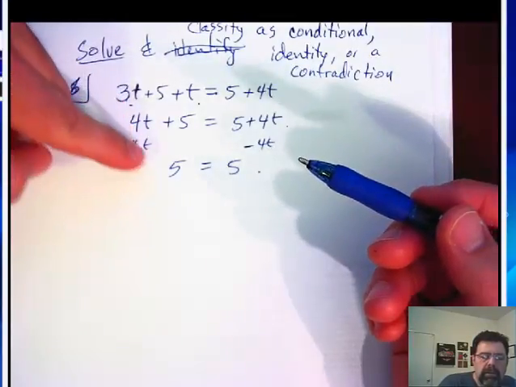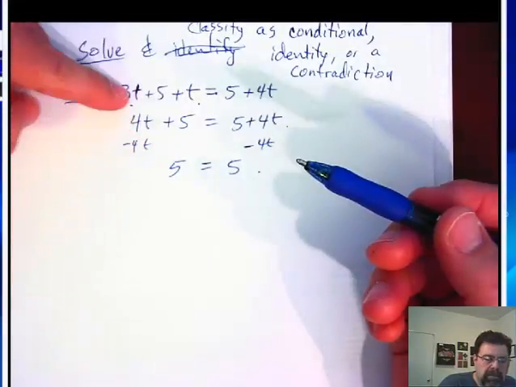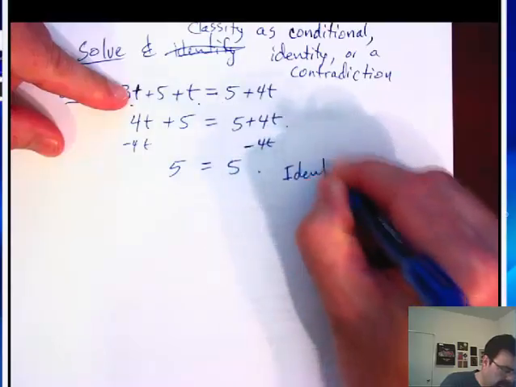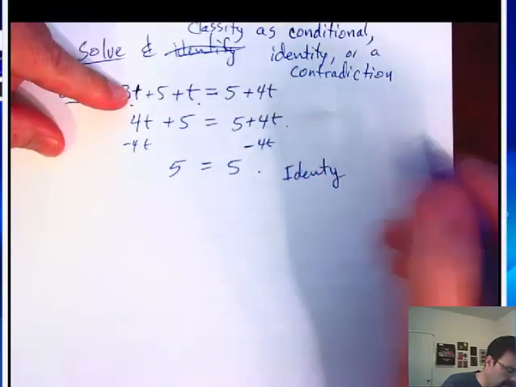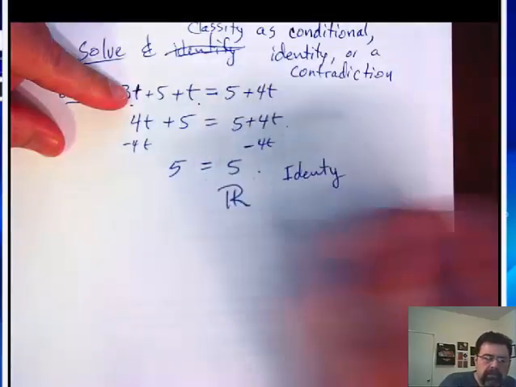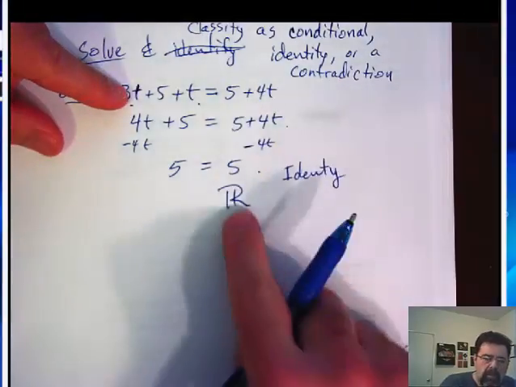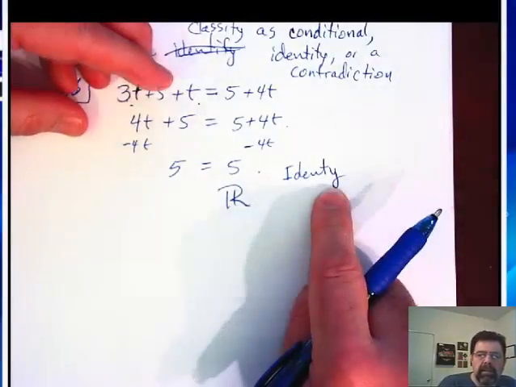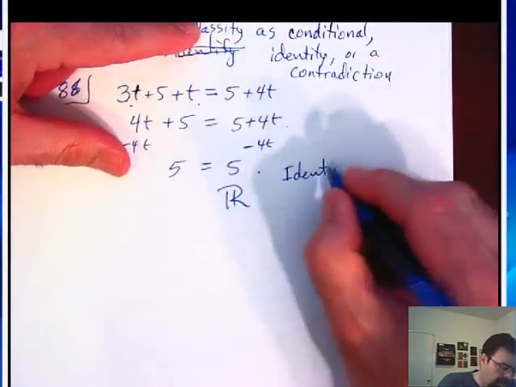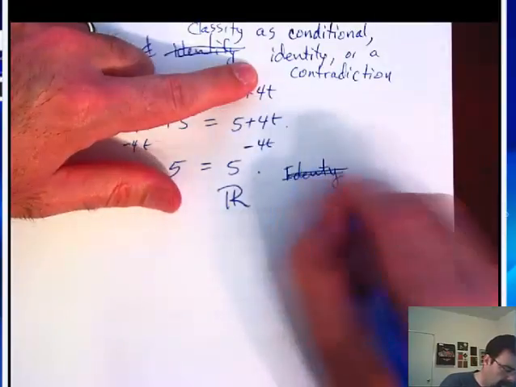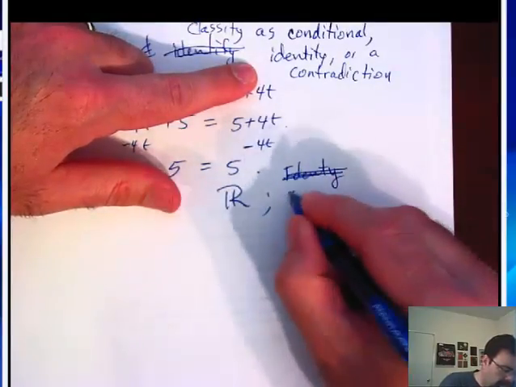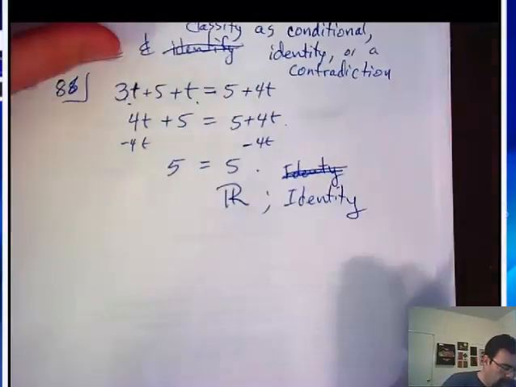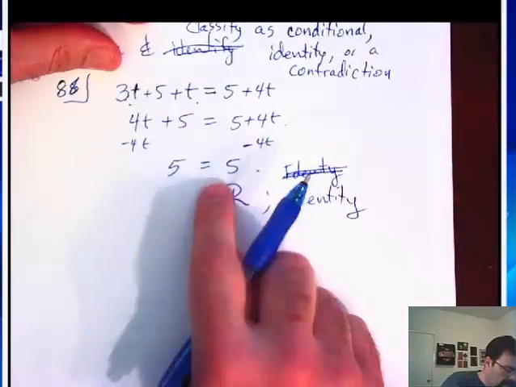And then these are all equivalent equations. So if this is always true, that means that's always going to be true. So this is an identity. And the solution set is the set of all real numbers. Okay, so we solve it by identifying the solution set. It's the set of all real numbers. And then we classify it. Oops, I spelled that wrong. This is an identity. Okay, so that's the two parts.